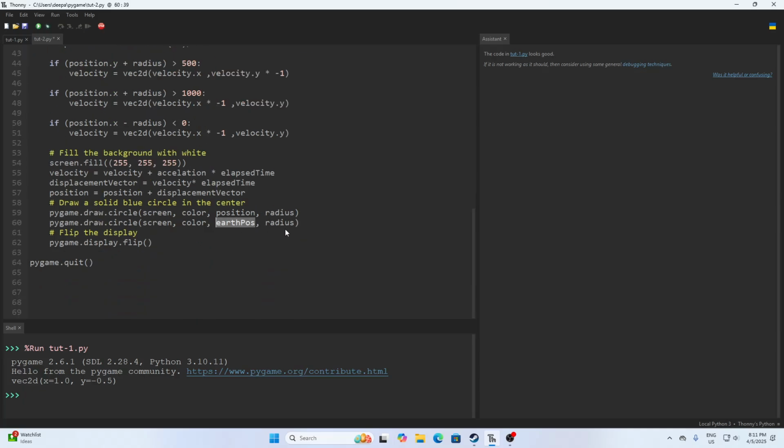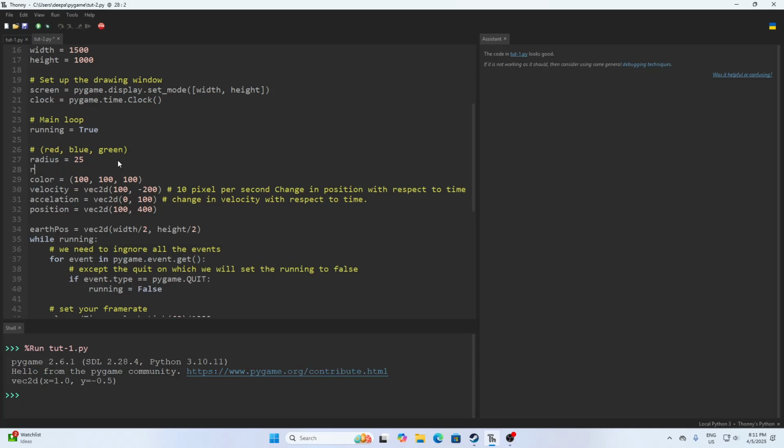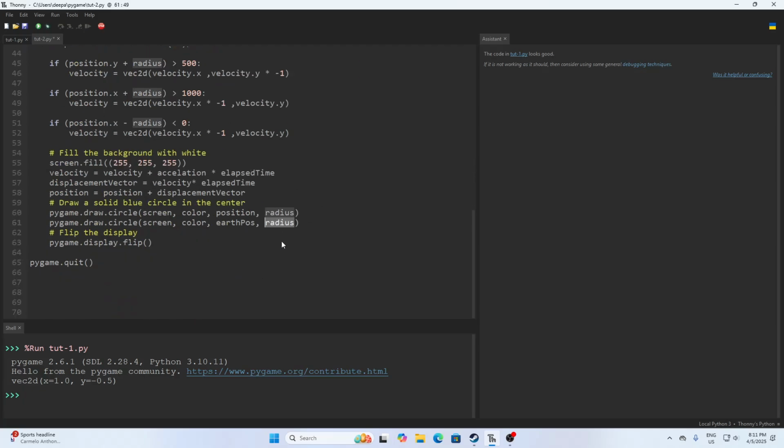So we'll draw the Earth. We want the Earth to be a little bigger, so let's say the radius of the Earth is, let's say, 100. Another radius, two radius variables. Radius Earth, or rad Earth. Let's call it the radius. It's fine. The Earth radius, and we'll put it here. So we'll draw the Earth position, and we'll draw the Earth radius.